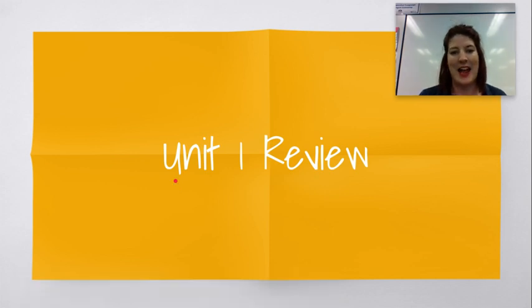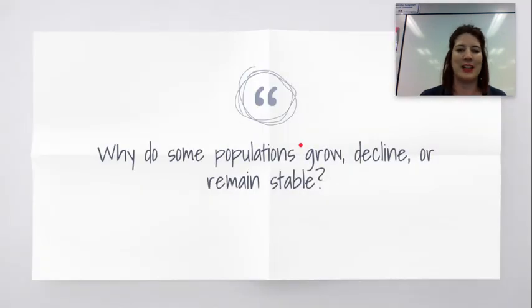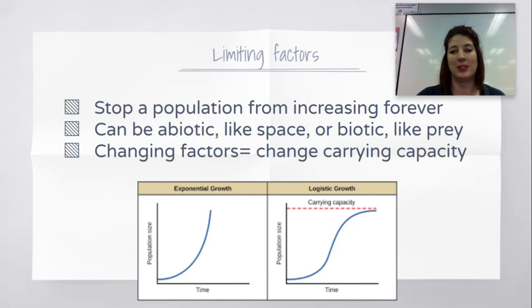Hi everybody, this is a review for your first unit exam on ecology. So the first question we asked in class was, why do some populations grow, decline, or remain stable? To understand this, you have to really understand this idea of a limiting factor.